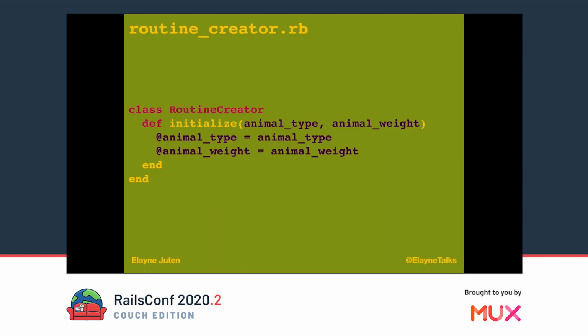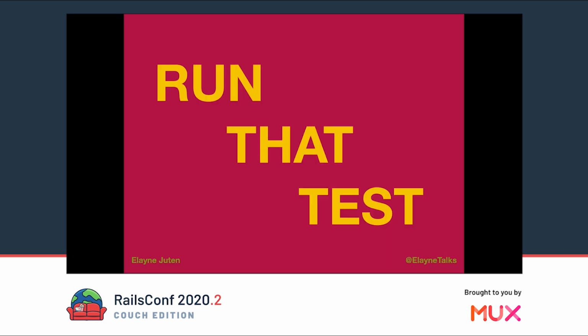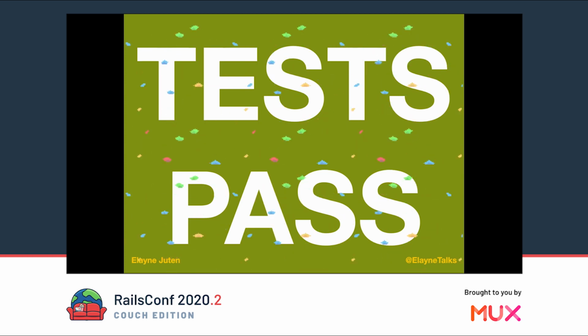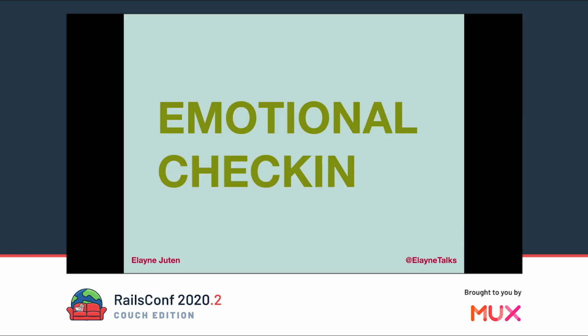So I'm going in and I'm going to create an initialize method. I'm going to pass in animal type and animal weight, and I'm going to set those up. And I'm going to run the tests one more time. And the tests pass. I've made progress. The skeleton is set. I'm feeling good. The harder part of actually setting up a test is coming, but you know what? Getting that skeleton set up is huge progress.